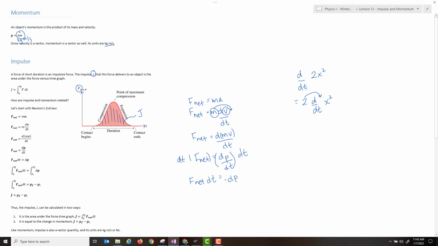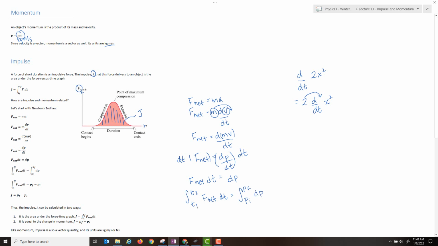Okay, so now what if we were to take the integral of both sides here? So if I'm taking the integral from t1, so from one time to another time, of F net dt, and taking the integral of the other side from one momentum to another momentum, dp.